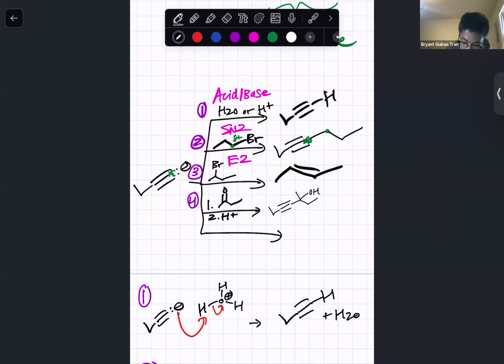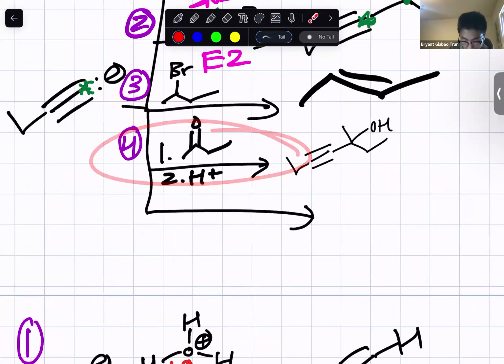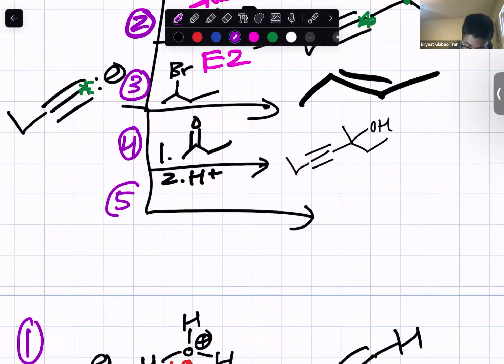The last one is a similar kind of reaction. The last one is an epoxide. So let's say we have this epoxide here, first step, second step, acid workup.